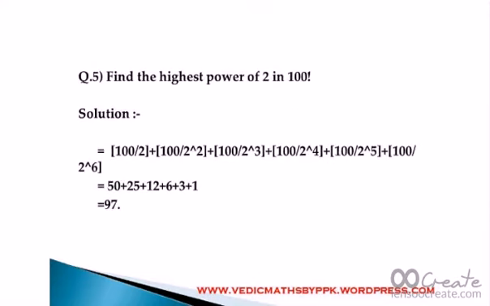Same question with different numbers. Find the highest power of 2 in 100 factorial. Keep dividing successively, and we get 97 as the answer.